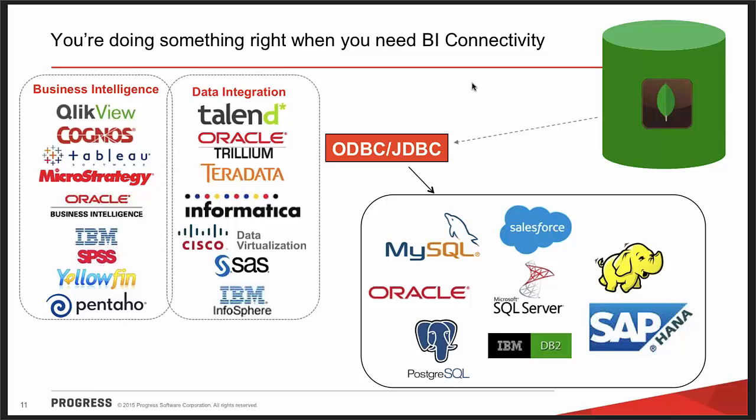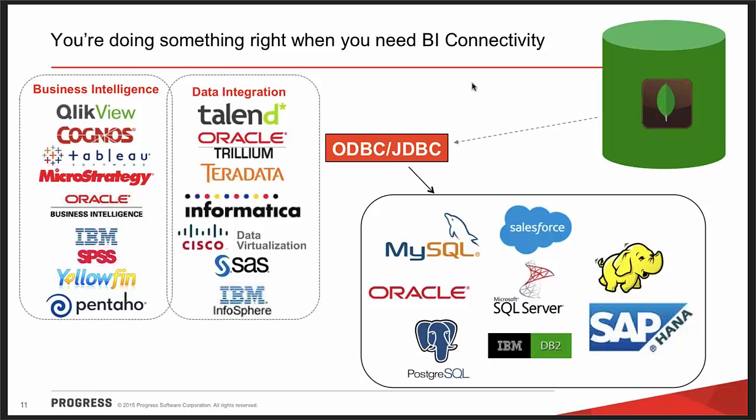And what we like to say is, when you have requirements for BI connectivity, we think you're doing something right, because it's important enough to connect from this. I think the BI analytics space is like a $26 billion industry. A lot of the tooling on the left, like business intelligence tools and data integration tools, have been connecting over ODBC and JDBC to the different database landscapes over time. And now we're bringing MongoDB into that picture. And that's what we're really talking about today.